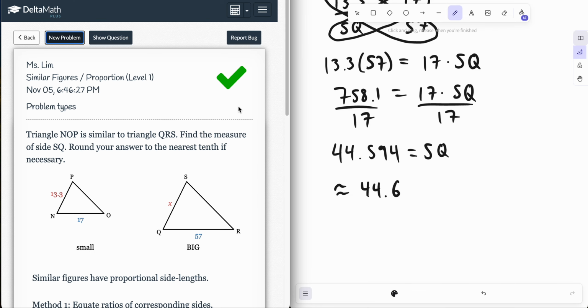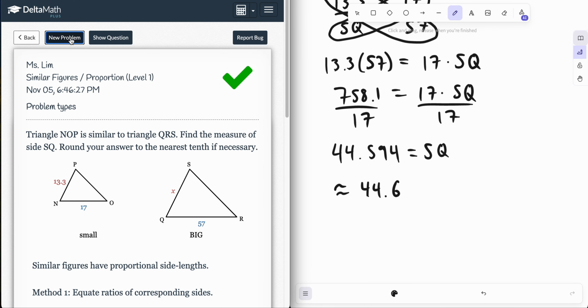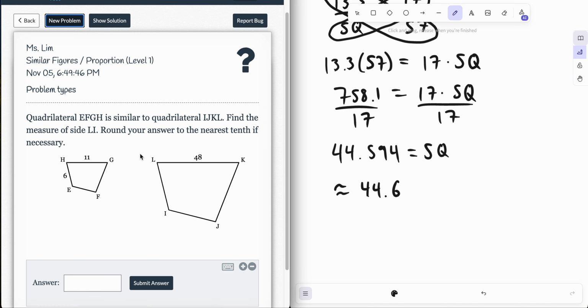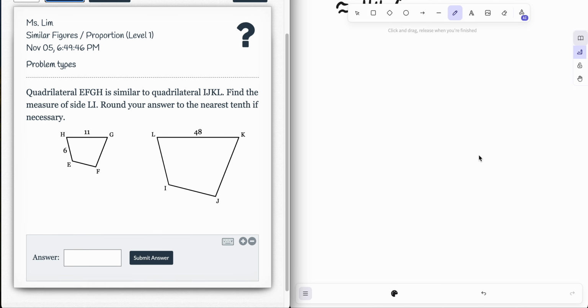and that works. Now I want to show you another way that we can solve these problems, and this time we have a quadrilateral, or two quadrilaterals that are similar. And the process is the same. We're given two sides on the small quadrilateral, and we're given one side on the large quadrilateral, and we have to solve for the missing one, LI.